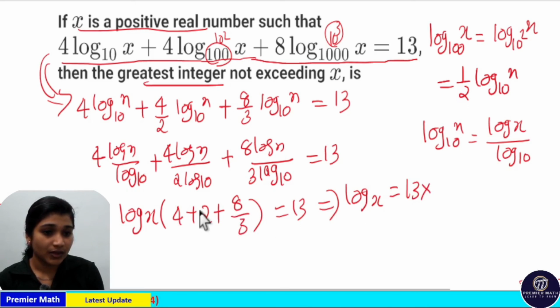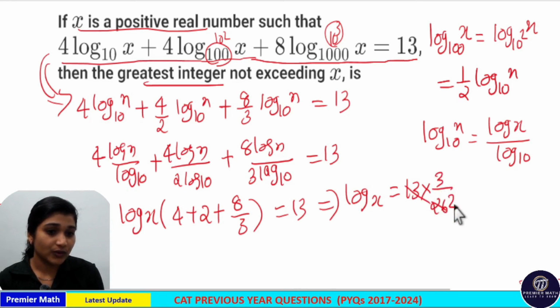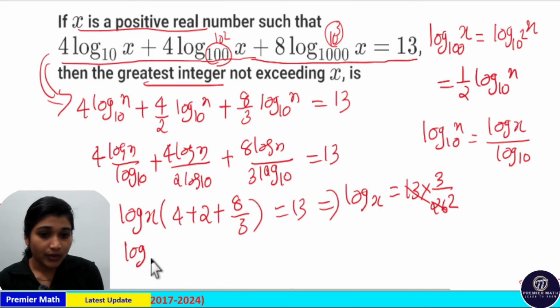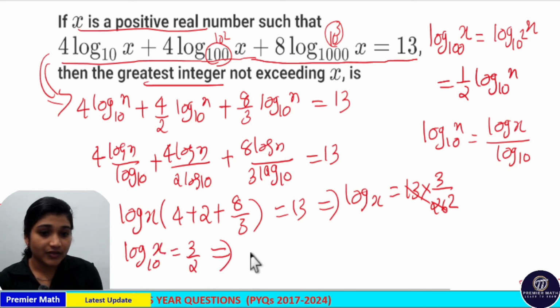So, if you transfer 26 by 3 to RHS, this will become 3 by 26. Then the RHS is 3 by 2. So, log x is 3 by 2, which means log x to the base 10 is 3 by 2. From this, x is equal to 10 raised to 3 by 2.